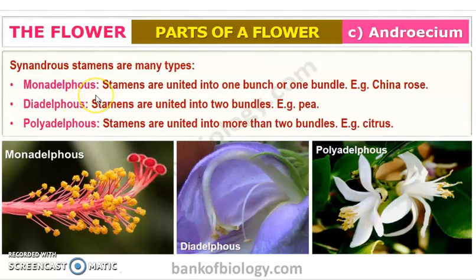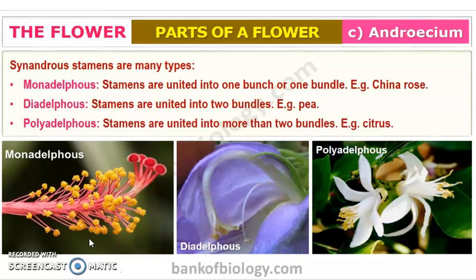Monoadelphous is nothing but stamens united into one bunch or one bundle. Example, China rose. You can see it here. So they are arranged as one bunch or one bundle around the pistil. Such a stamen is called monoadelphous. Example is China rose. Now coming to the next one, which is diadelphous.